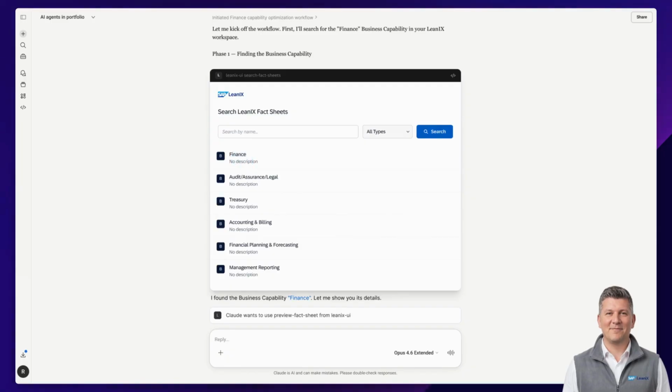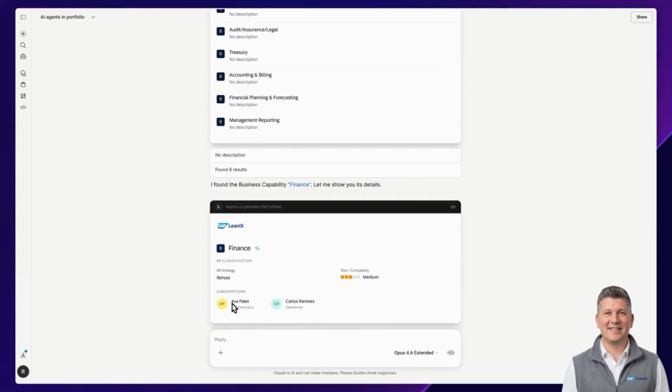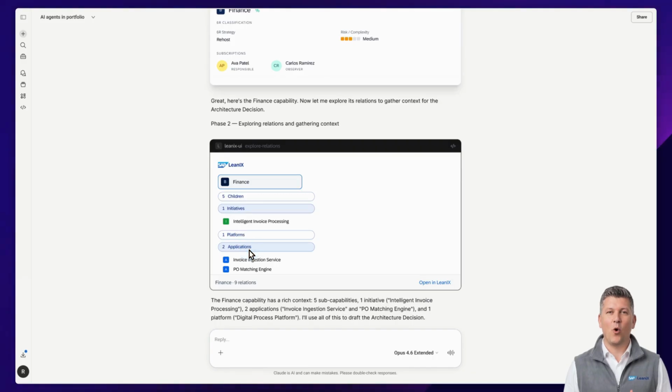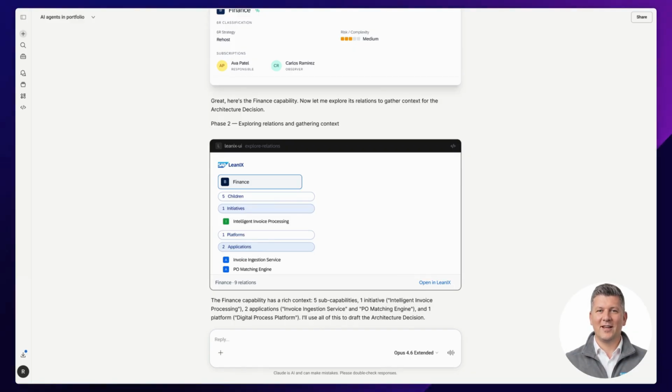It automatically identifies and analyzes the relevant finance capability, surfaces key data points such as strategy, ownership, risk exposure, and subscriber impact, and maps all related initiatives, applications, and platforms, giving you a complete contextualized view in seconds. More importantly, it does not stop at analysis.